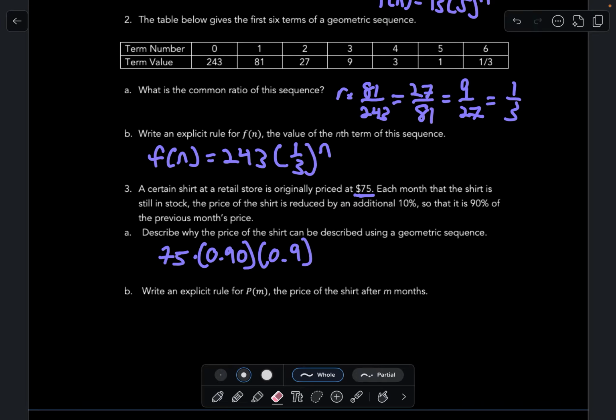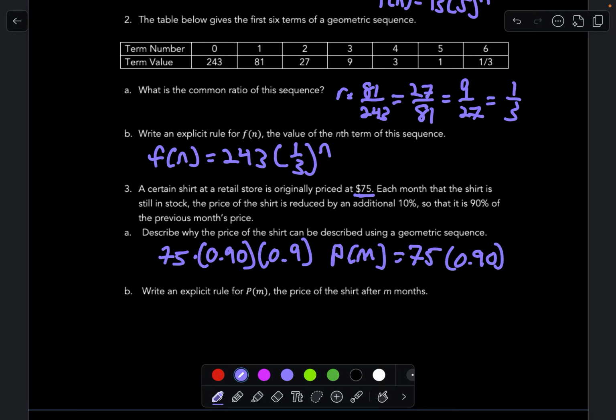Okay, and it could be written as, well, I'm going to write the explicit rule. P as a function of m, the month number, equals 75 times 0.90 to the m power. Okay, so can we describe why? Because we are multiplying by 0.9 each time. It's repeated multiplication.